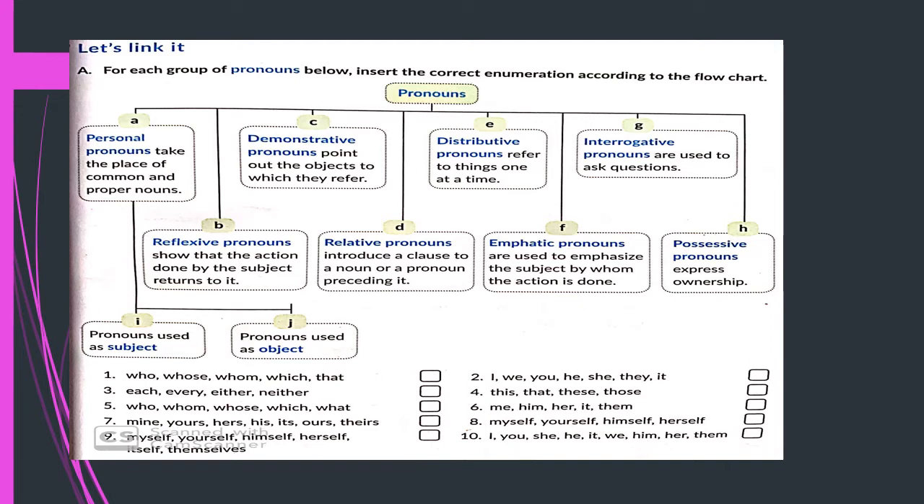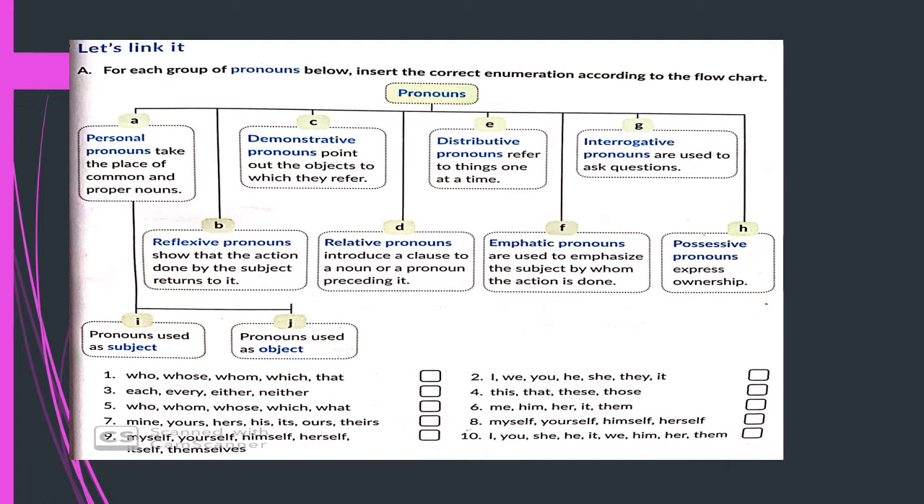Here is an exercise related to this skeletal diagram. There are 10 questions to it. I shall discuss 5 with you and the rest 5 you are going to do on your own. Who, whose, whom, which, that. So these are the pronouns which are used to show the relation between the clause and the noun preceding it. So these are relative pronouns.